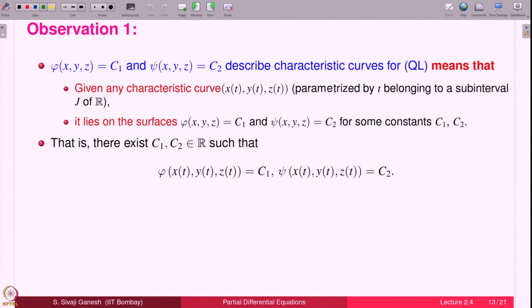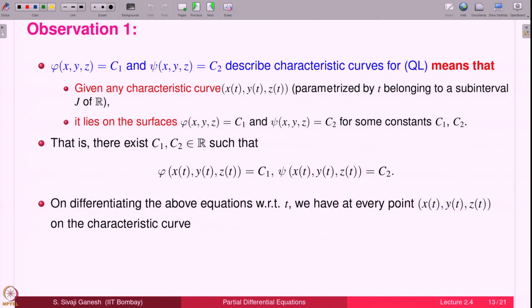So, it means that there is a C1 and C2 such that phi of x(t), y(t), z(t) equals C1 and psi of x(t), y(t), z(t) equals C2. Now, once we have this, we differentiate both these equations with respect to t and we will get (A, B, C) dot grad phi is 0 and (A, B, C) dot grad psi is 0.